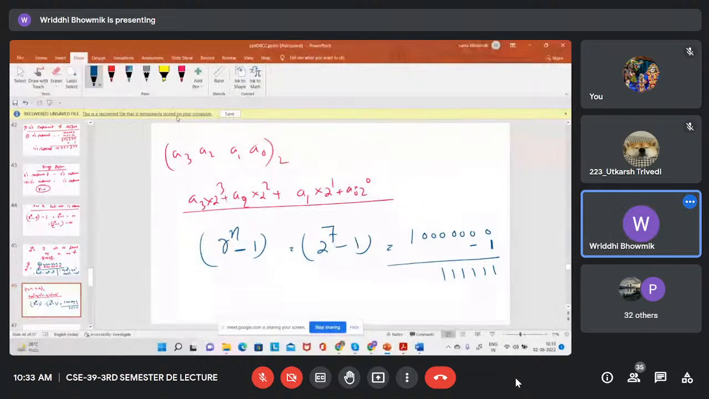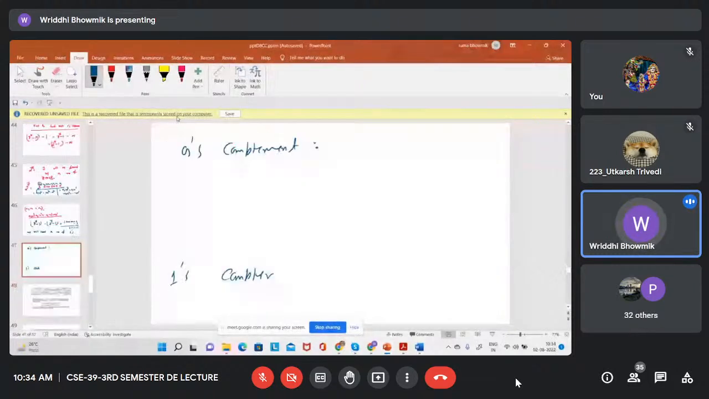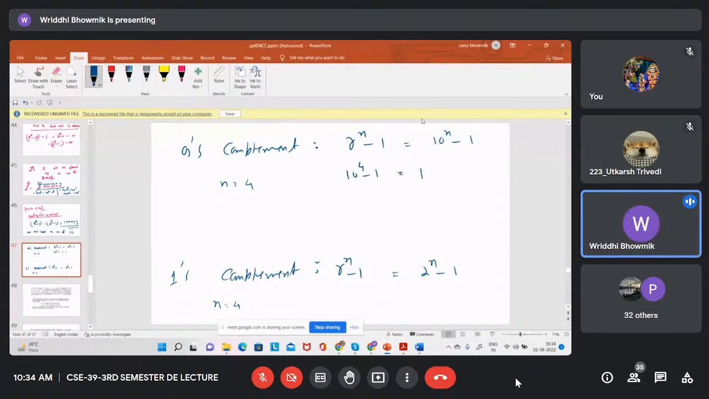Okay. So when you do this subtraction, we will have n number of ones for the 1's complement. If we compare these two, r to the power n minus 1, so 10 to the power n minus 1, here r to the power n minus 1 means 2 to the power n minus 1. Suppose n is equal to 4 over here, also n is equal to 4 over here. So you have 10 to the power 4 minus 1. So 1 followed by n number of zeros: 1, 2, 3, 4. Here also 1 will be followed by n number of zeros: 1, 1, 2, 3, 4.